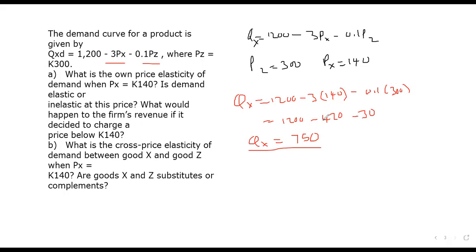So the quantity is 720. We just substituted the figures X and the price of good Z. Now, how do we find the price elasticity of demand? The gradient for good X times what? The actual price of good X over what? The overall quantity. Is that okay? What is the gradient for good X from here?